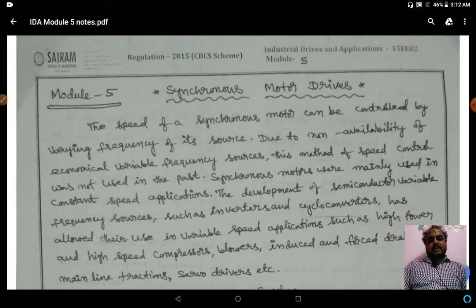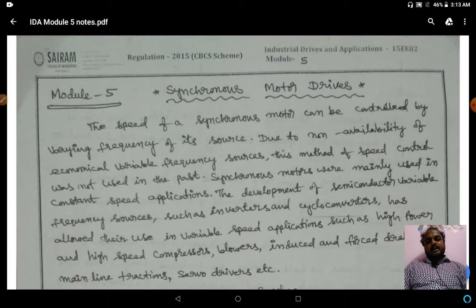So first we will see the introduction of synchronous motor drives. Synchronous motor drives are constant speed drives, so we cannot vary the speed easily. To control synchronous motor drives we have different techniques, by using frequency, or by using voltage, or by using load. So we can control the synchronous motor speed.